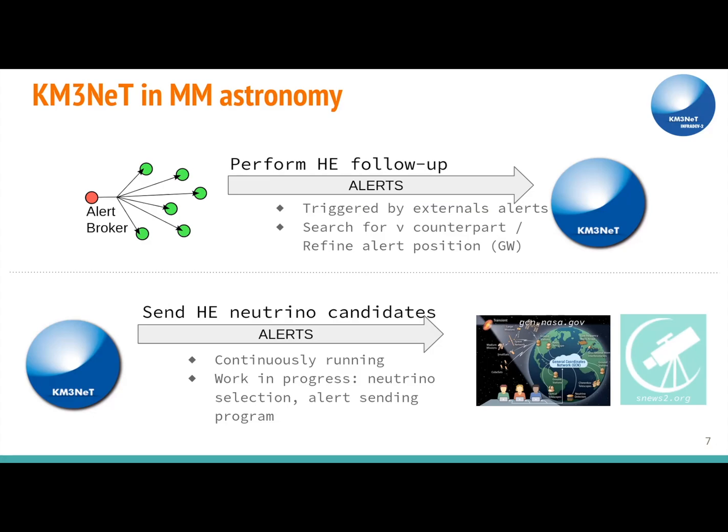And then the second thing we want to do is to be able to send our own alert, so detecting interesting high energy neutrino candidates in our data, and providing an alert to the community through the GCN network for our high energy searches, or through the SNEWS2 network for core collapse supernova.